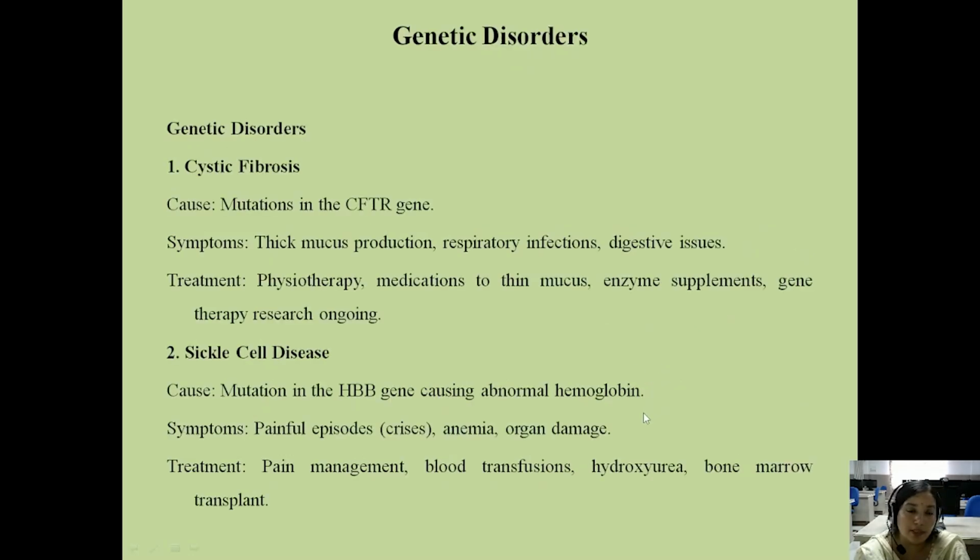Genetic disorders. Genetic disorder number one is cystic fibrosis. It comes from genetics, it comes from the mother and father, it is in genetics by nature. The cause is mutations in the CFTR gene, and symptoms are thick mucus production, respiratory infection, and digestive issues. That is cystic fibrosis. Treatment is physiotherapy, medications to thin mucus, and enzyme supplements.